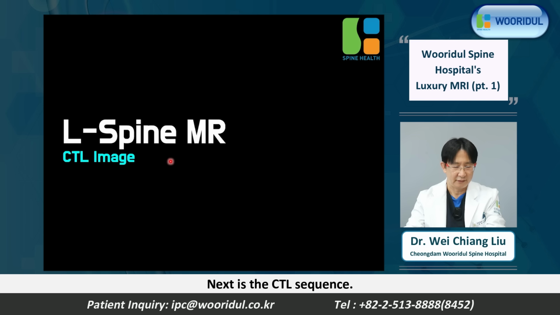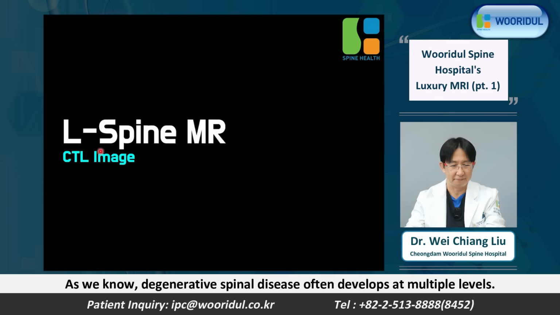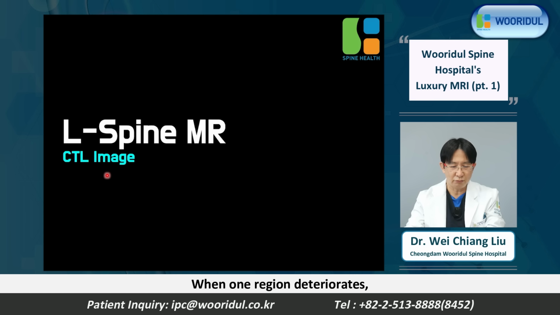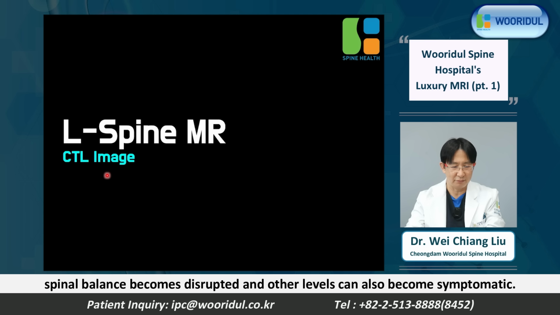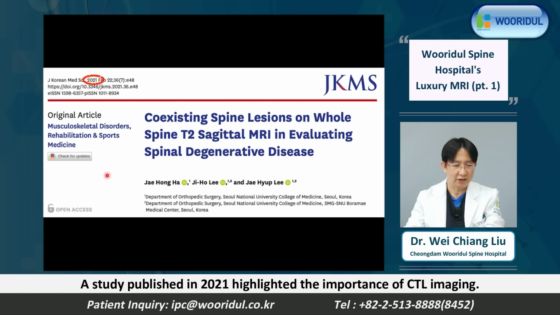Next is the CTL sequence. As we know, degenerative spinal disease often develops at multiple levels. When one region deteriorates, spinal balance becomes disrupted, and other levels can also become symptomatic. The CTL sequence can be considered a simplified full spine MRI. A study published in 2021 highlighted the importance of CTL imaging.